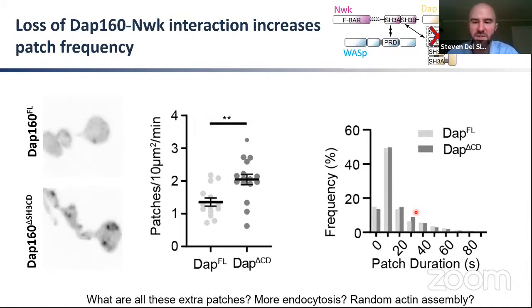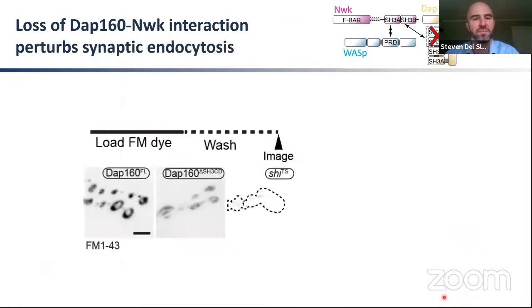Is this more endocytosis happening? Is this just random actin assembly? And I think from our in vitro experiments, we would really expect that this would be kind of uncoupled from the plasma membrane because we're losing this coordinated autoinhibition.